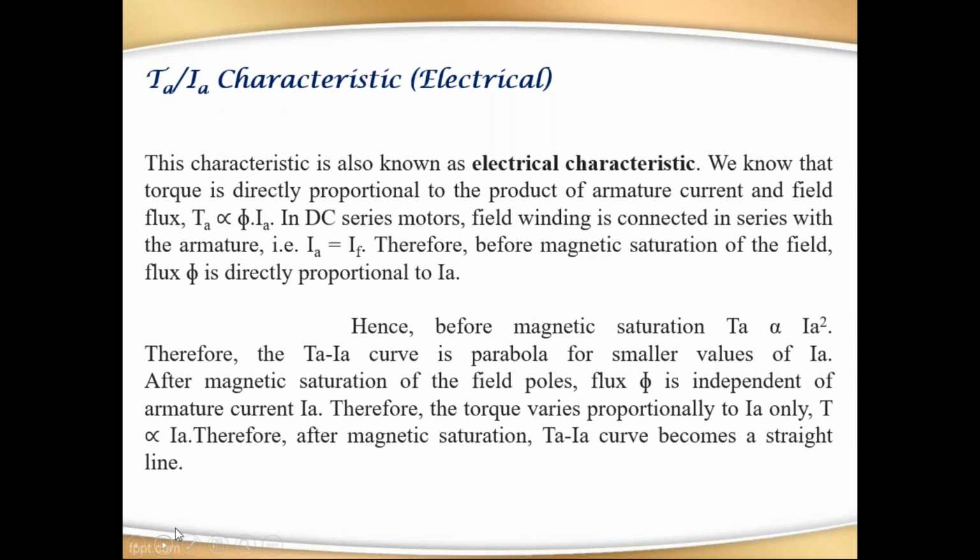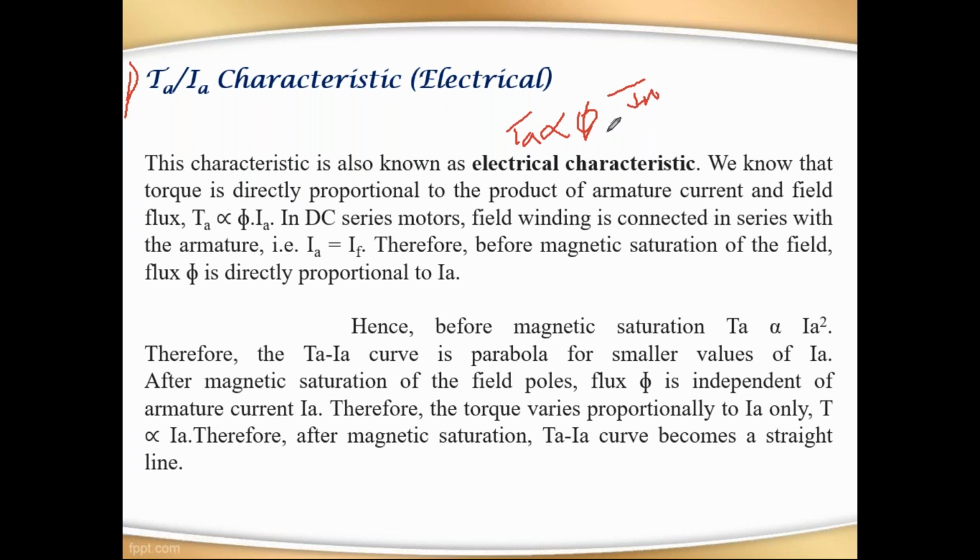Right. Now, what is the first equation? The armature torque is directly proportional to phi Ia, right? Now, in the DC series motor, first we are going to draw the electrical characteristics. If you want to find these characteristics, you need to use this relation: the armature torque is directly proportional to phi Ia.